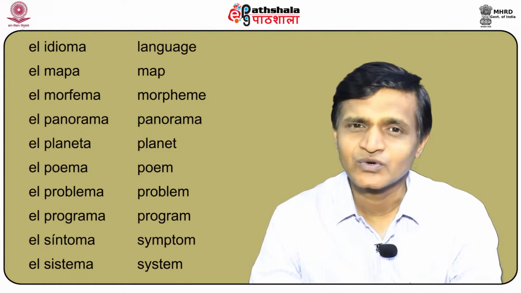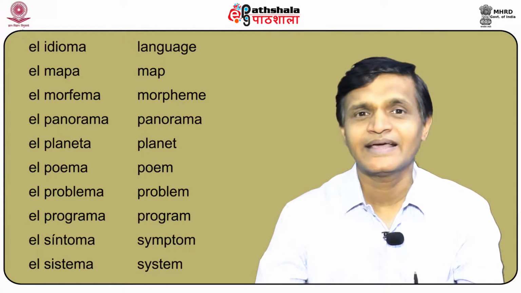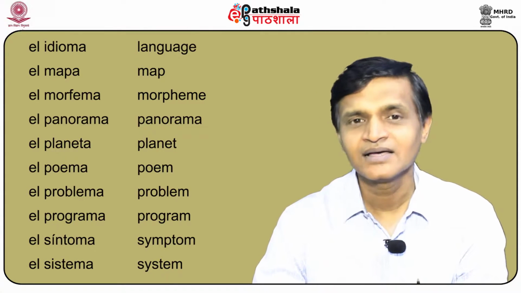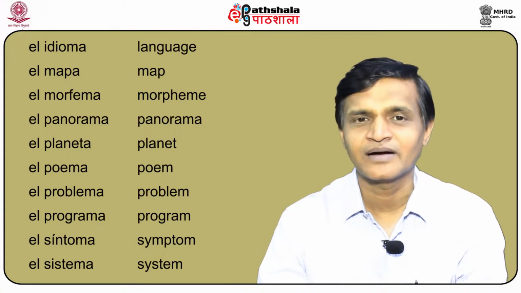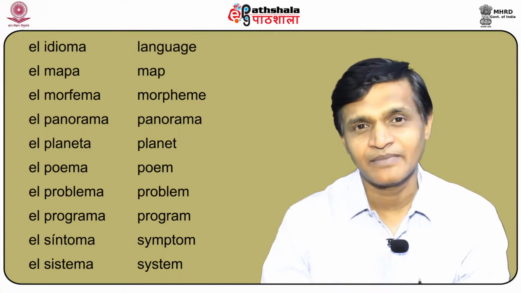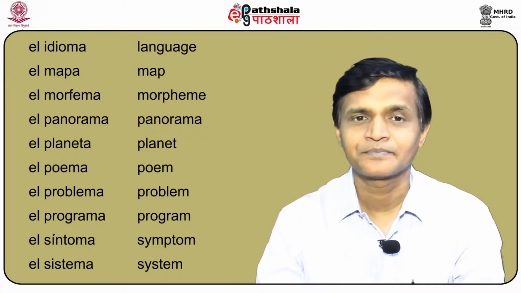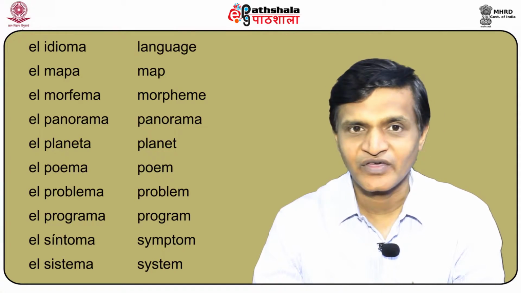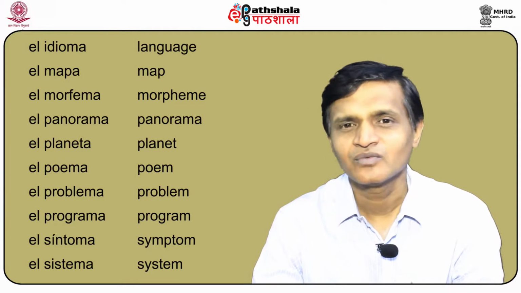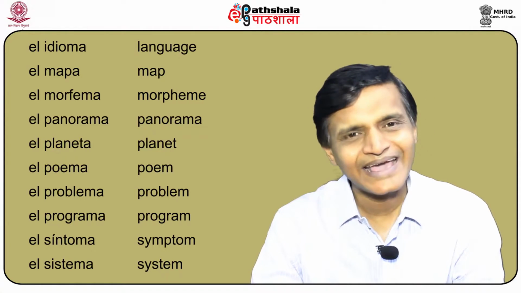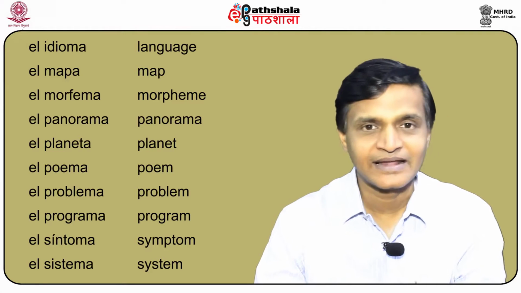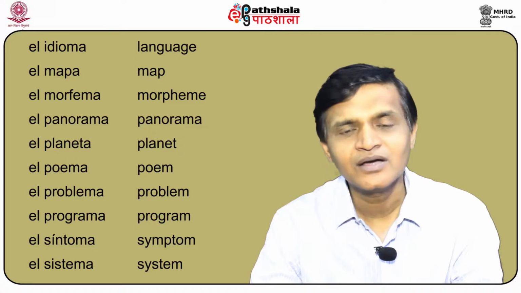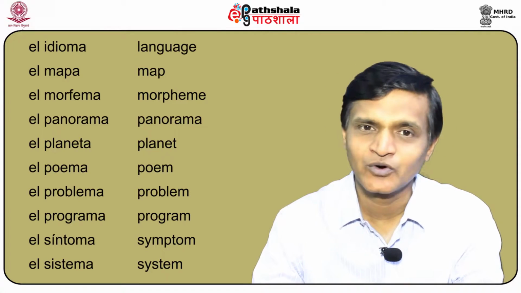Other examples that we're going to be talking about is, for example, el idioma, the language. Idioma is ending with A, but it is always el idioma. El mapa, which is the map, is always el mapa. El morphema, which is morpheme, is always el morphema. El panorama, which is panorama, is always el panorama. El planeta, which is planet, is always el planeta. El poema, which is poem, is always el poema.